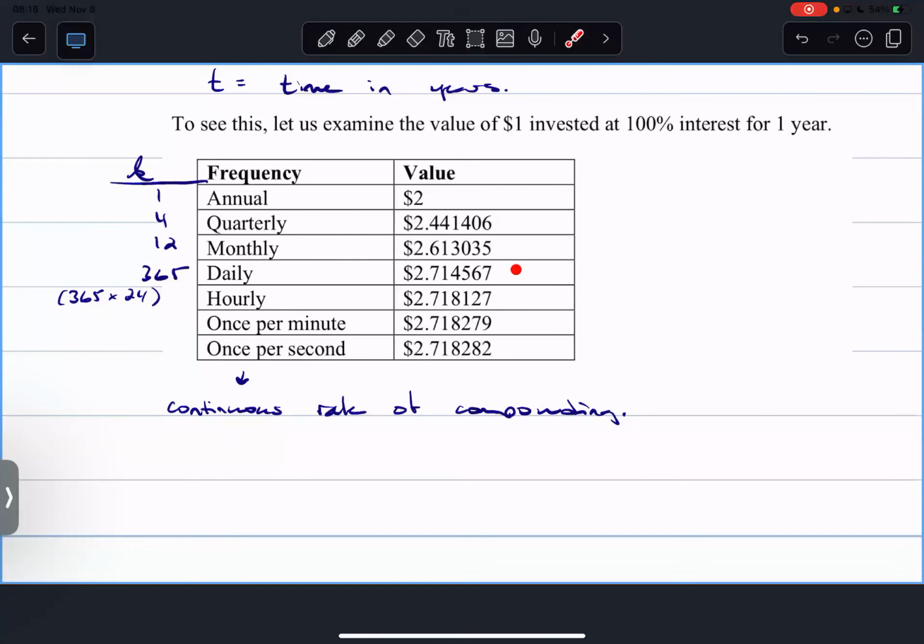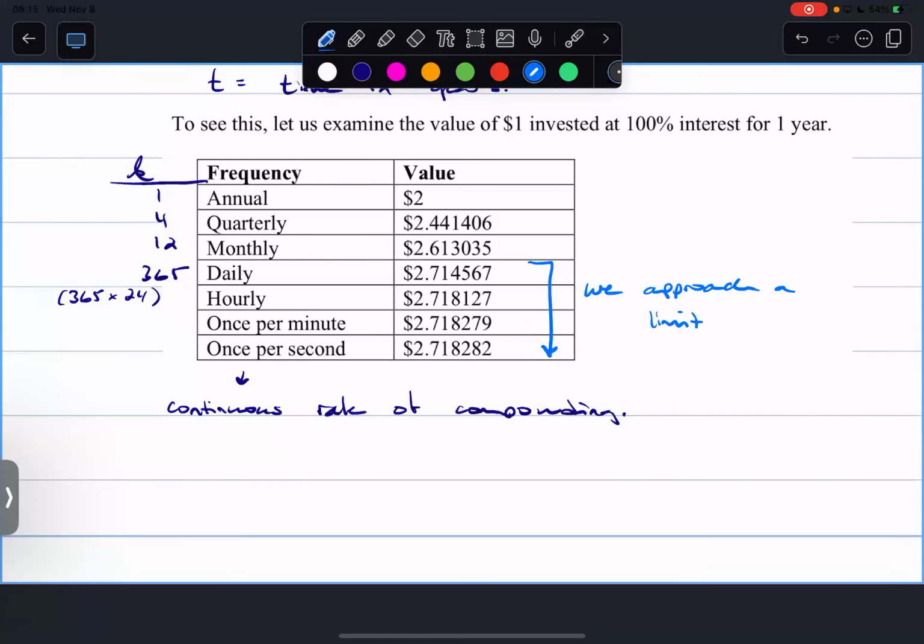So as you increase your compoundings, of course, because you're earning interest on the interest that's already been compounded, you're going to get more money as you increase your compoundings. But notice what happens once you hit daily, hourly, once per minute, once per second. Things tend to level off, right? And so we reach this limit, right? So we approach a limit. And if you've taken any calculus, probably, ugh, limits. Who likes limits? Not me. Right? But it is a limit. We're not going to talk about the limits. But I'm just telling you that you approach this limit.